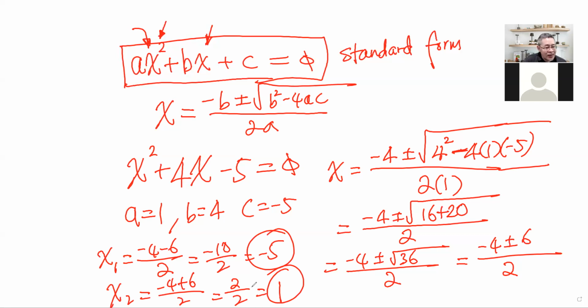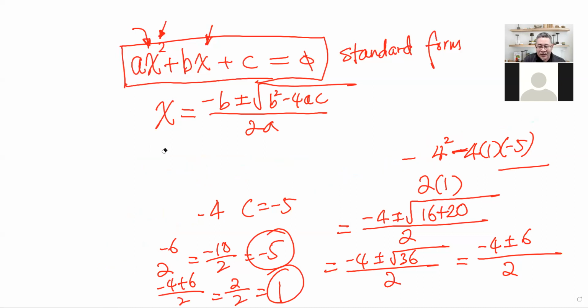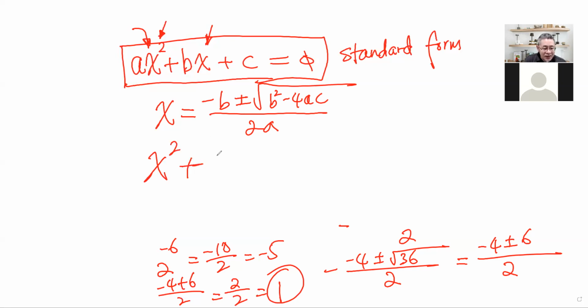Yep. Okay, let's try a couple. Yeah, so you have the formula there. We got x squared plus 4x plus 3 equal to 0. Okay? Yeah, I'll be right back.